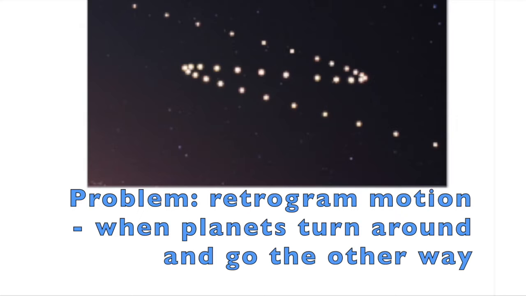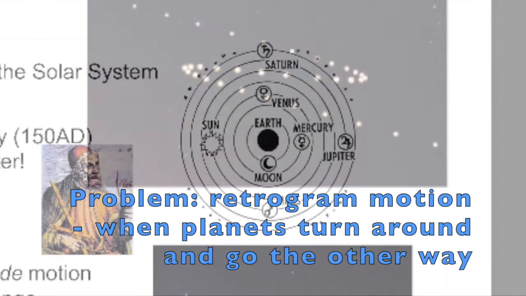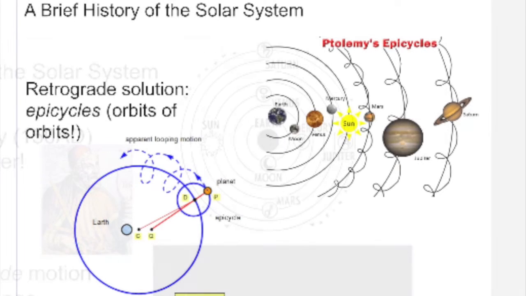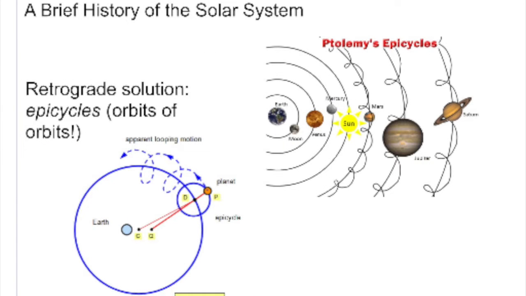So if you have a simple system where you have the whole sky rotating around the Earth, why would some of these little star-like things that they called planets ever go backwards? So the solution to this was epicycles. Instead of just being in orbit around the sun, you would have little orbits around the orbital path, and this would account for retrograde motion.